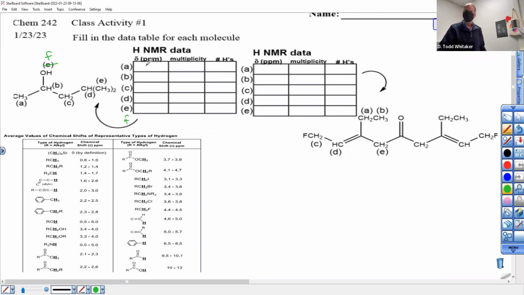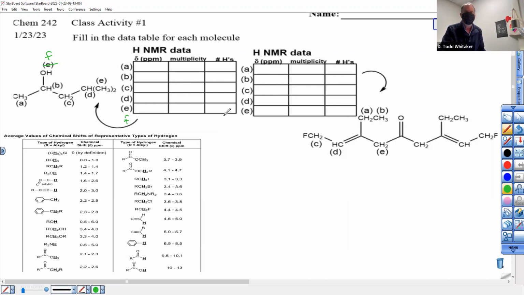And basically, the 3 questions are, where's the peak? What pattern is the peak? So we have to learn how to draw the patterns and what they mean. That's multiplicity. And then the number of H's in the peak, which is the easiest question. I will answer it first. And then you'll know what I mean by types of hydrogen at the same time.